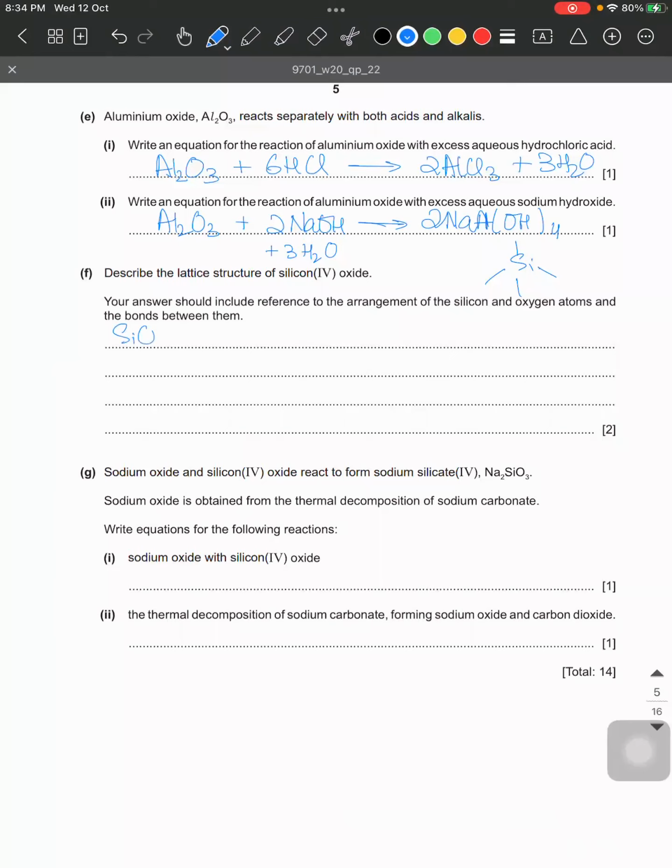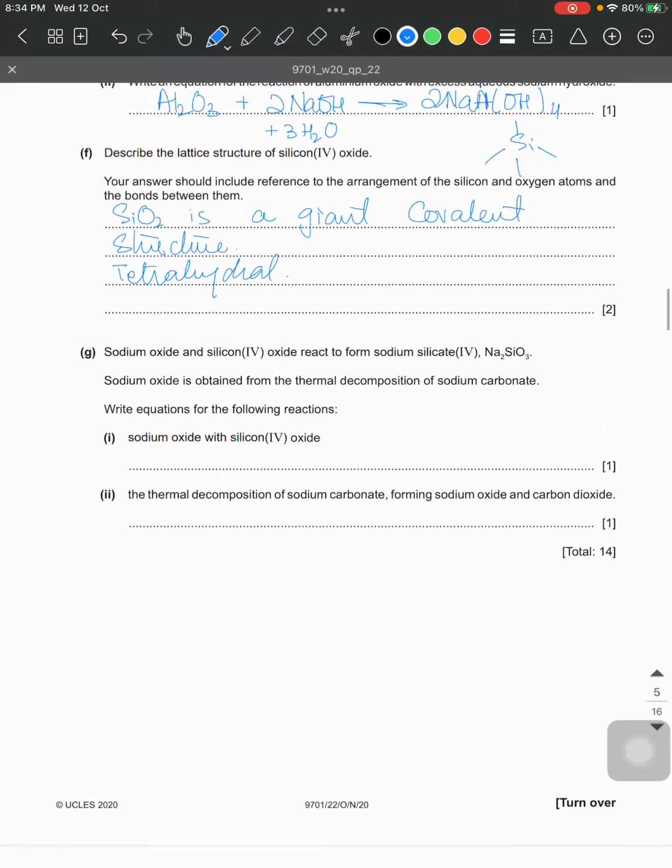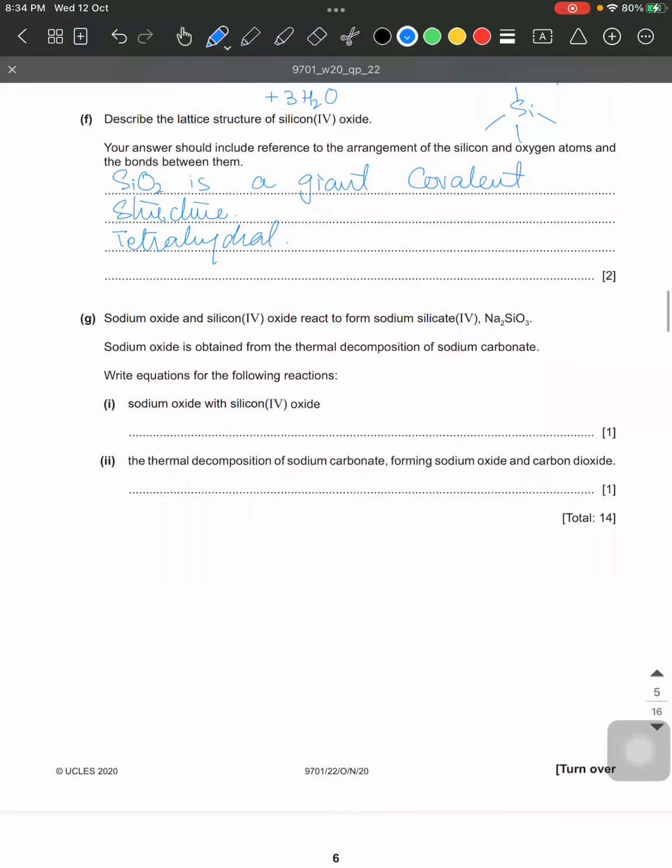So you can say that silicon dioxide is a giant covalent structure, right? And if you talk about the name of the structure, it is tetrahedral, right? Then in part G, they are saying sodium oxide and silicon dioxide react to form sodium silicate.